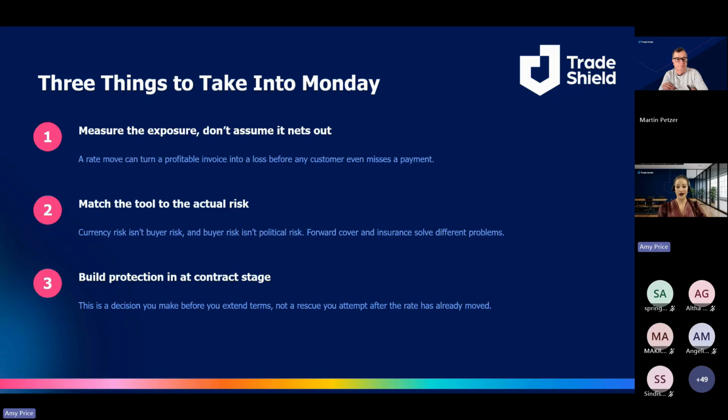And then the third one is obviously at the contracting stage decisions. It's not the collection stage. It's saying, every single thing that we spoke about today needs to be built into that deal before you extend the terms. It's not bolted in afterwards once the rate has already moved, once it's too late to slam the stable door once the horse has escaped or something like that.